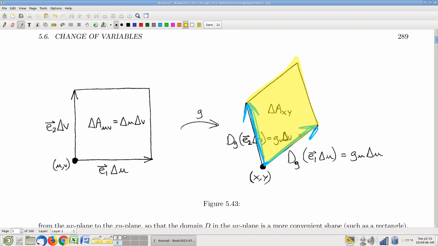Well, how do we compute areas of parallelograms? Chapter 1. Right, we have to find these edge vectors, make a matrix, and take a determinant. So, flashbacks to chapter 1. Is everybody on board with me so far?